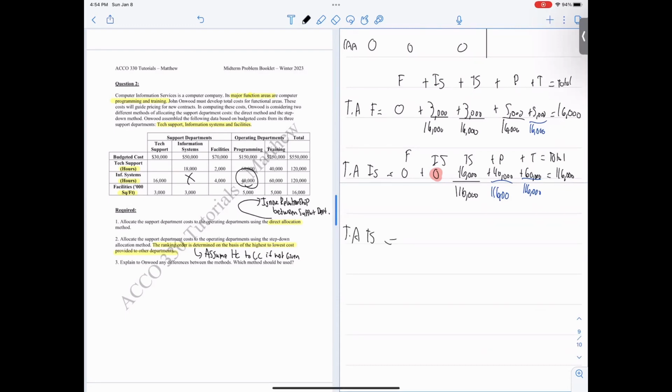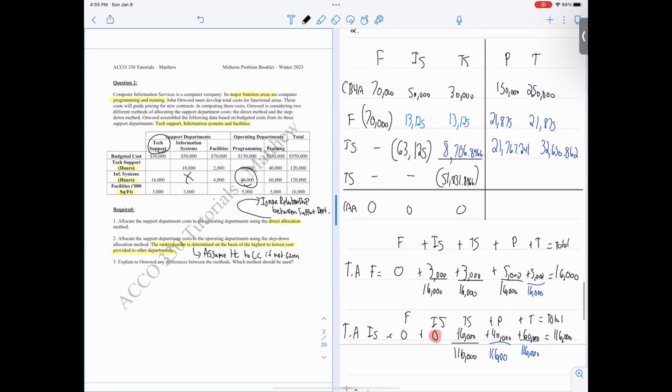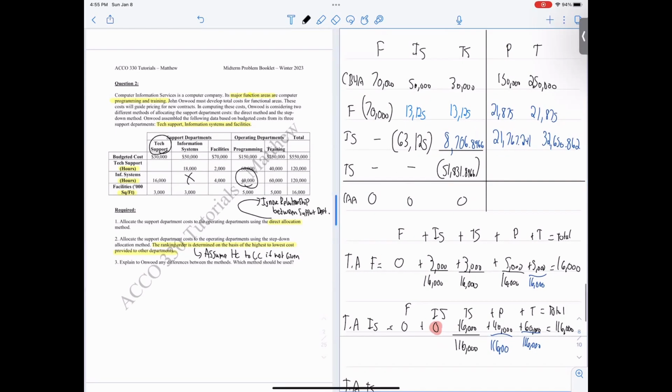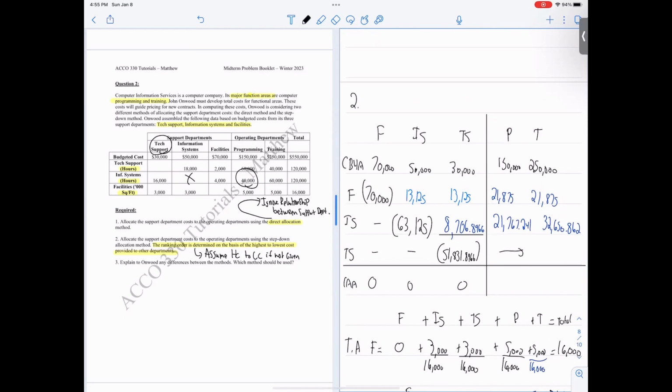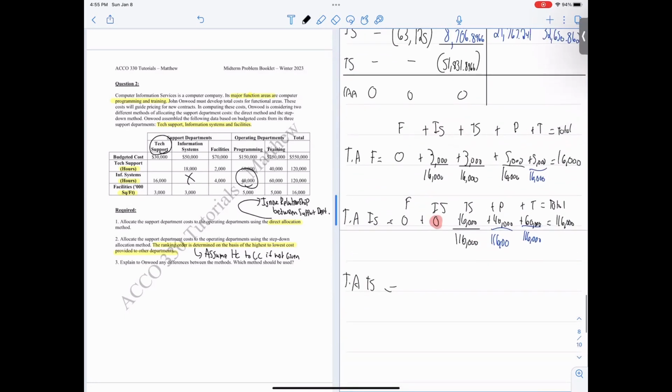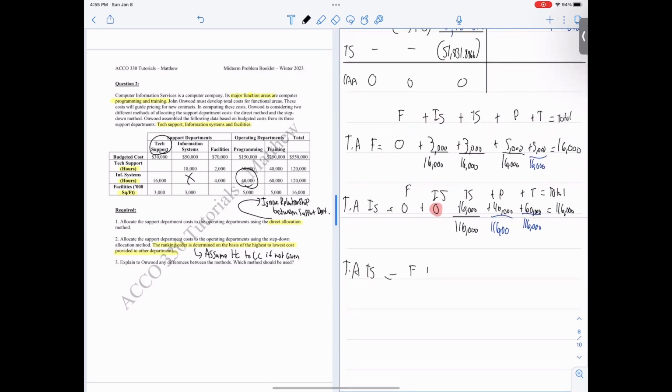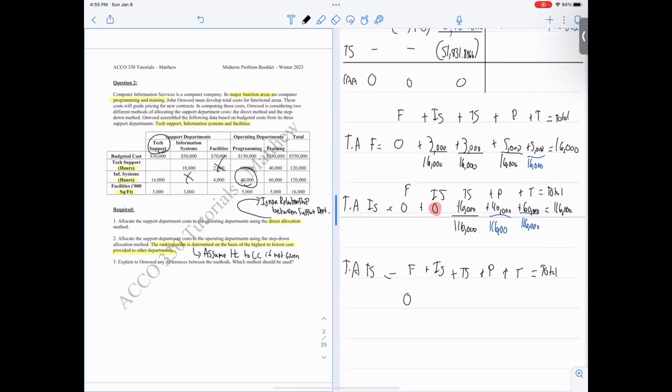Now, this is the last support department here, okay? So always, the last support department looks exactly like what we did for the direct method, because we're only helping the operating departments, right? The last support department only helps programming and training. That's it. So facilities, information systems, tech support, programming, training, total. Tech support does not help facilities because we're doing the step-down method, so we don't care about the 2,000.